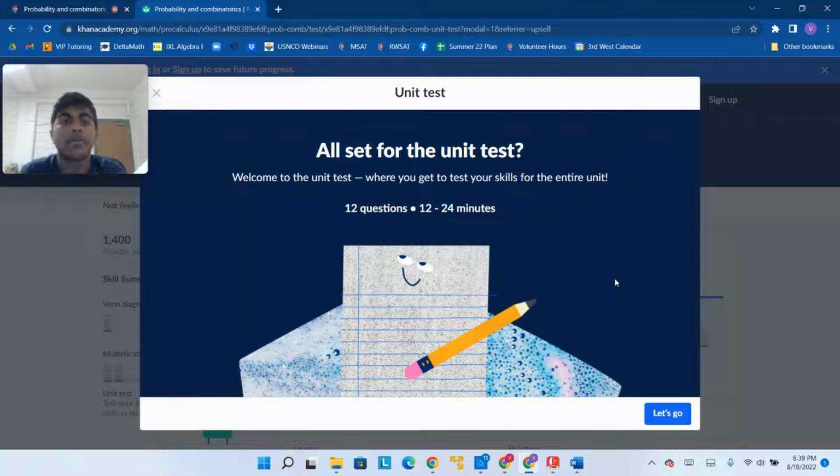Hello and welcome. Today we're going to be looking at probability and combinatorics. This is one of the topics in Precalculus.